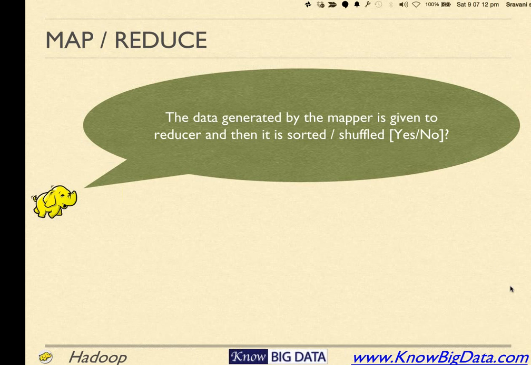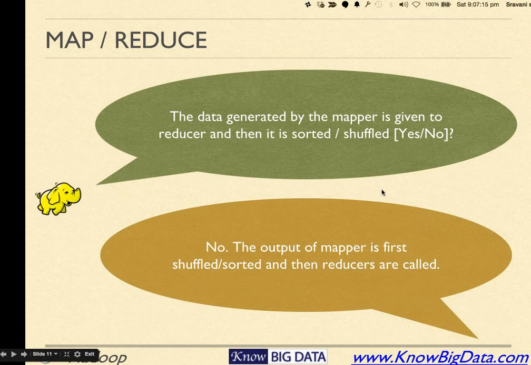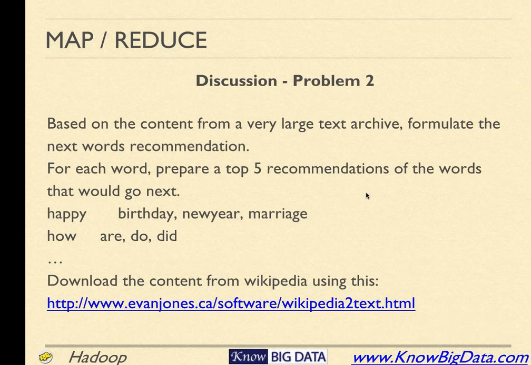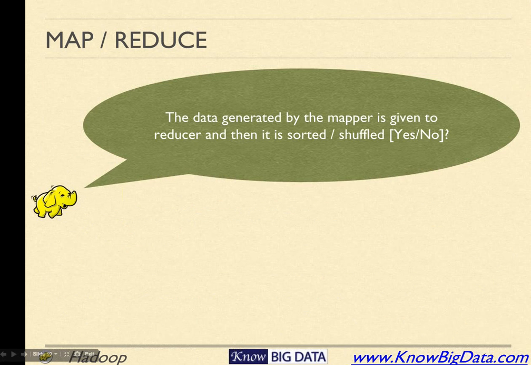Okay. So, Girish, is it yes or no? Savita, Girish, and Mandar, just have a look at the question again, please. So, the data generated by mapper is given to the reducer code, and then after reducer, it is sorted or shuffled.